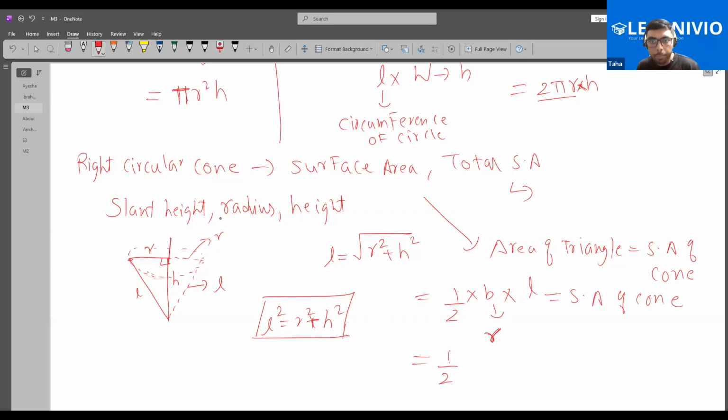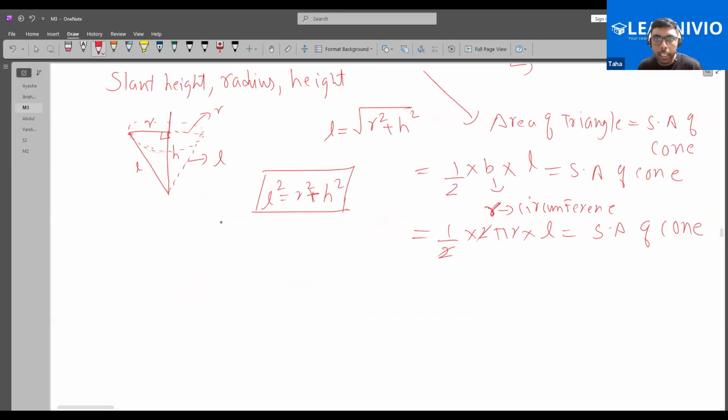Okay, so over here the base is going to become a circle. So the surface area of a circle is circumference basically. So this base is going to become the circumference, that is going to become 2 pi r into L. Okay, this 2 and 2 get cancelled out, and this is how we get the surface area of a cone.